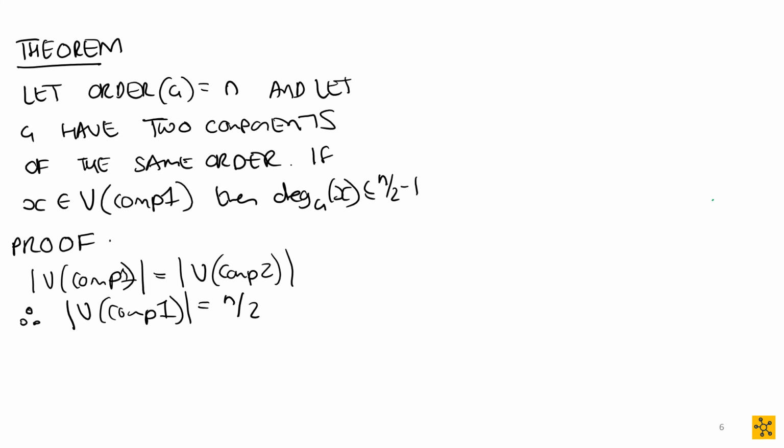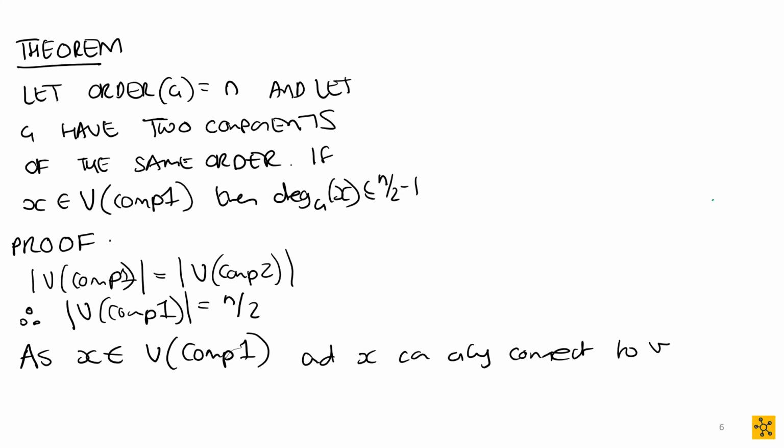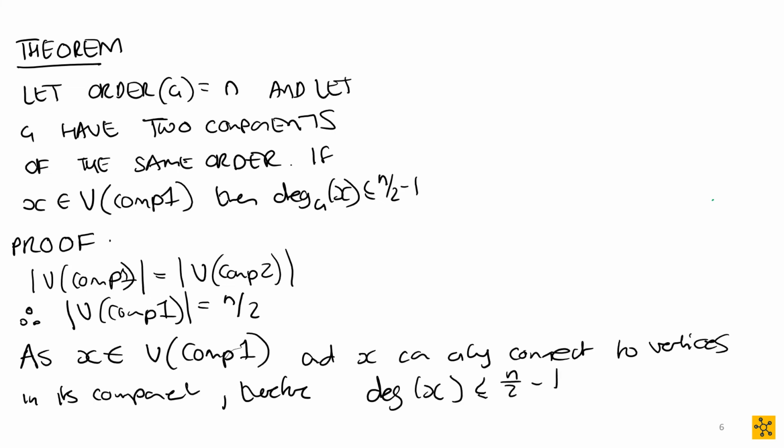Now we need to tell the reader, hey, because it's a component, x can only be connected to the other vertices in that component. And that's important, because then we can immediately jump to that n over 2 minus 1 situation. So as x is an element of the vertex set of component 1, and x can only connect to vertices in its component, therefore the degree of x is less than or equal to n over 2 minus 1. And that is the end of that proof.